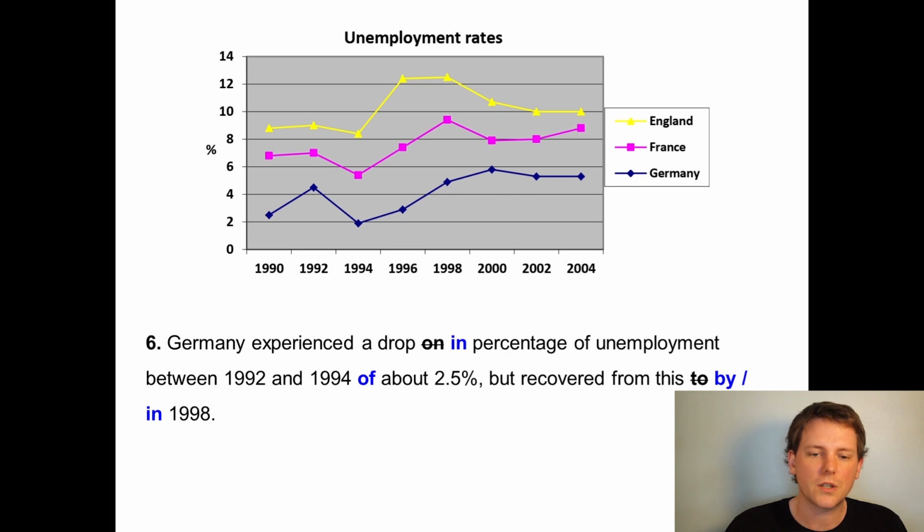Let's have a look. 92 and 94, Germany. 92 is about 5%, shall we say? A bit less than that, but let's say 5. 5% and then 2%. So 3, 4, 5, 3%, or about 2.5%. That's the amount it dropped. Okay. But recovered from this by 1998. Right. When did it happen? When did it recover? By that date or in that date?